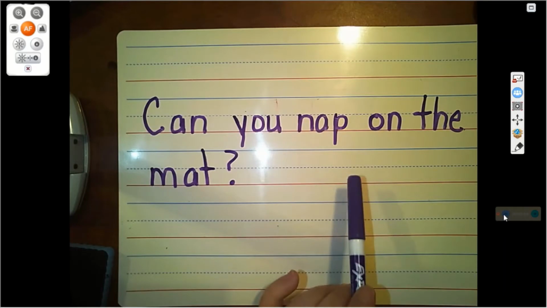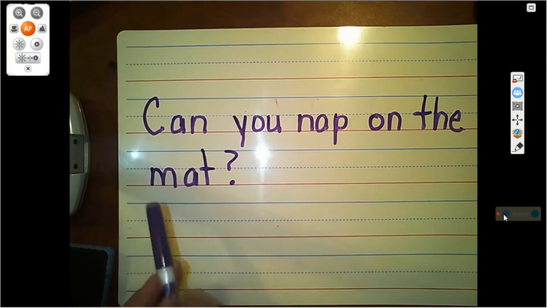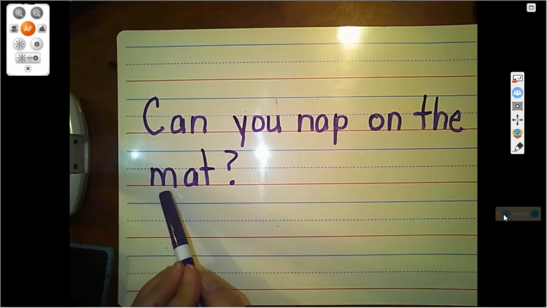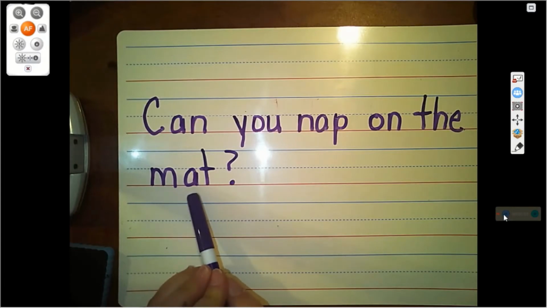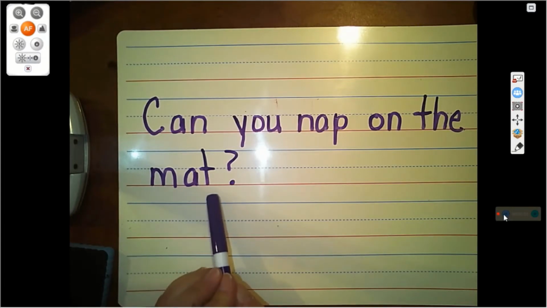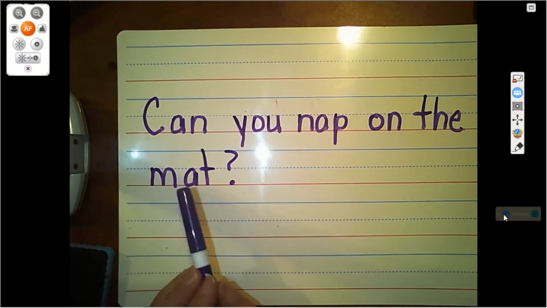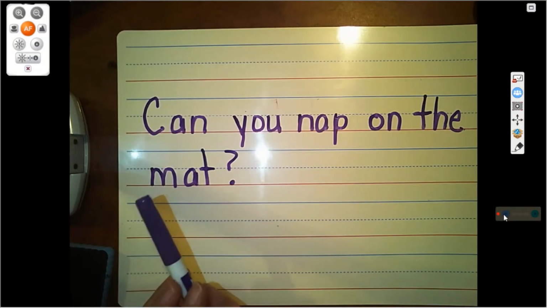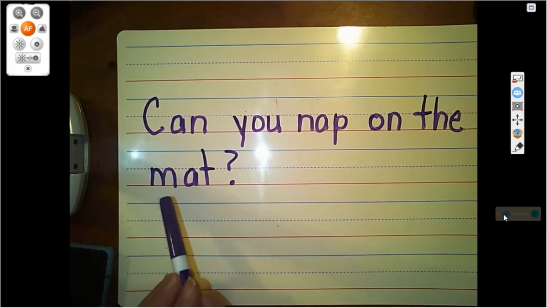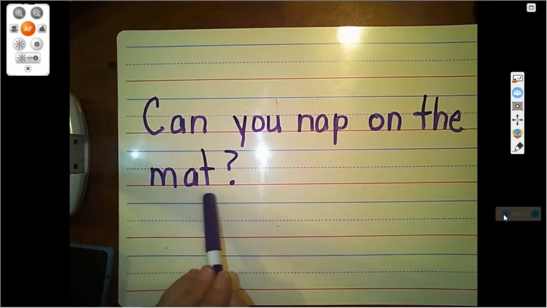Nap. Now let's look at this one. The M says M. The A says A. And the T says T. Can you blend that word? Try it. See if you could beat me. Mat. Mat is the word.